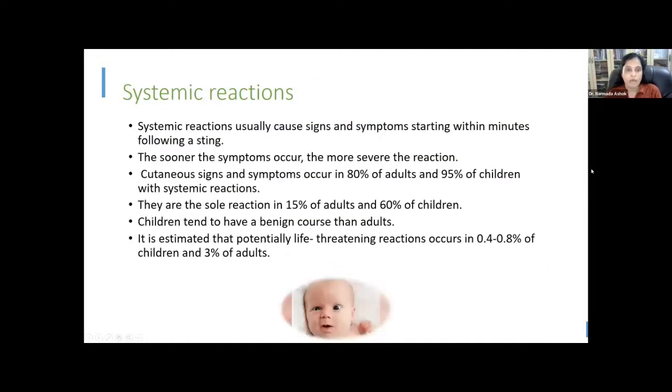Now, the systemic reactions are the ones we are really worried about, because we investigate patients who have systemic reactions. Adults more than 16 with systemic reaction are the persons who are investigated, sensitization is found, and further courses planned. The systemic reactions are more common, as we already said, in adults compared to children. Systemic reactions without any cutaneous symptoms can occur in 15% of adults, whereas cutaneous symptoms and signs will occur in 80% and 95% of children with systemic reaction. So we need to look out for the cutaneous reaction.